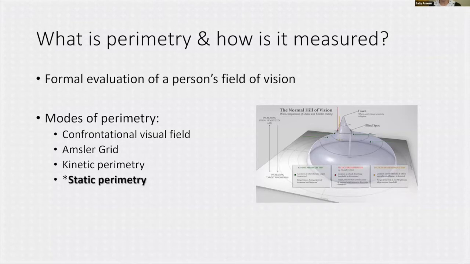Amsler grid, that mainly assesses the macula or the central part of the visual field. Kinetic perimetry, which is very much operator dependent, and that relies on moving a target of different illumination and size and mapping out the visual field. And static perimetry, and that's one that probably most of us are familiar with and what we're going to be focusing on today.